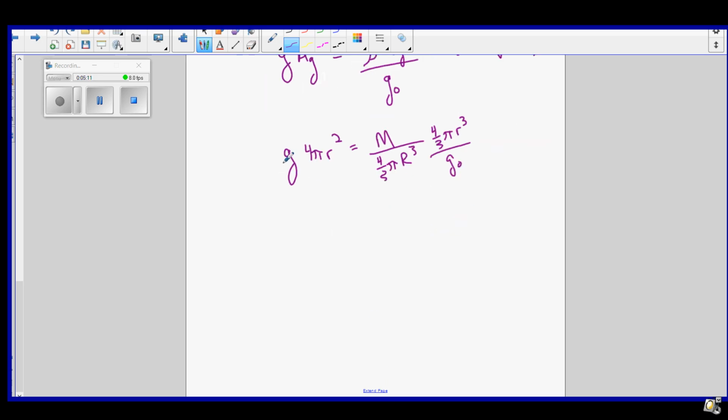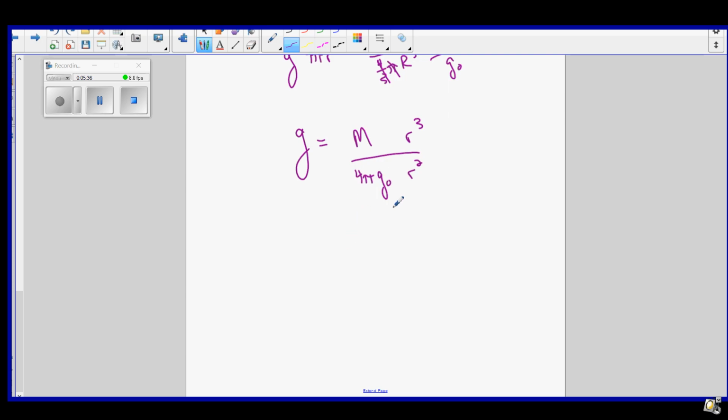And if I want to get the gravitational field by itself, I will go ahead and divide over the 4 pi r squared. Let me do some canceling before I do that. I see a 4/3 and I see a pi, so I'll get rid of those. And then I have just m r cubed over 4 pi r squared, and then I still have a epsilon. So again, I see my 1 over 4 pi epsilon naught. So 1 over 4 pi epsilon naught I know is just capital G.